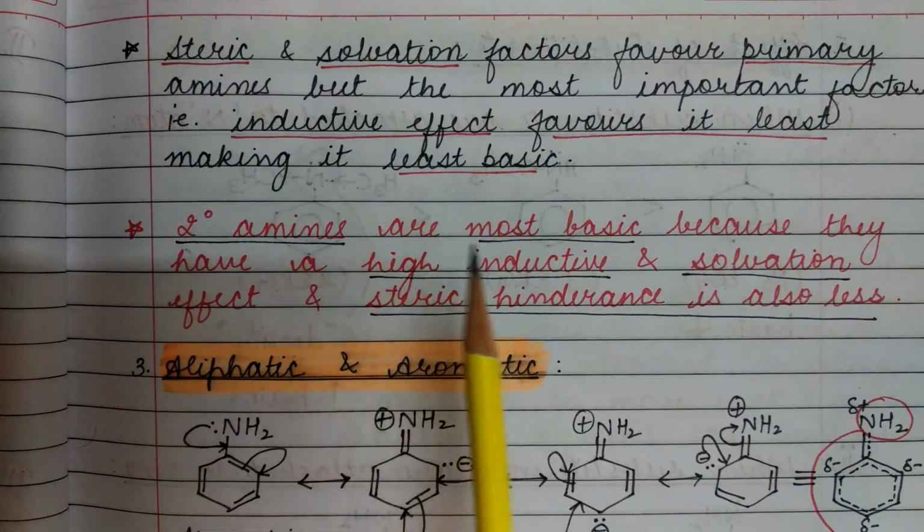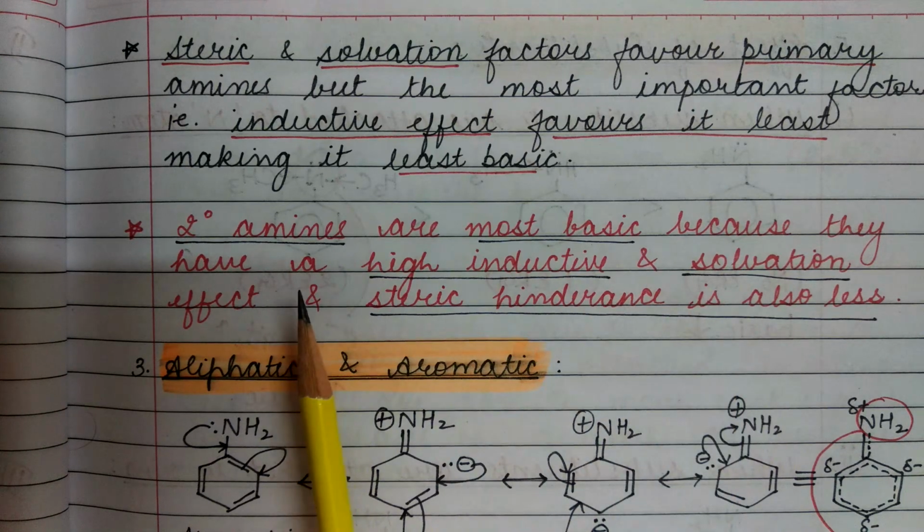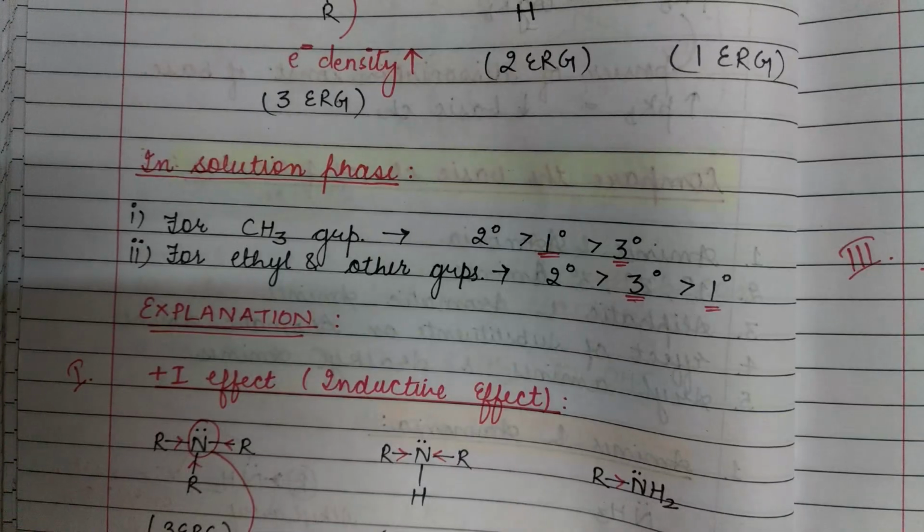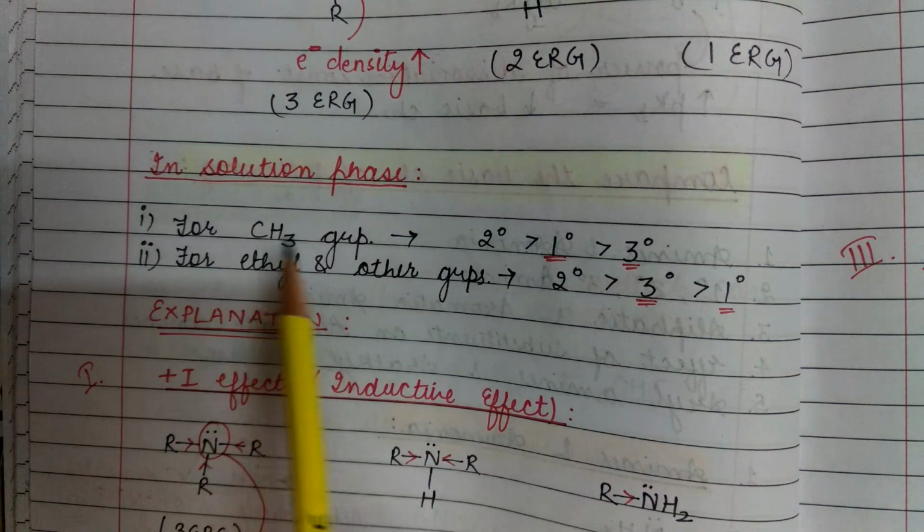2 degree amines are most basic because they have a high inductive effect and solvation effect, and steric hindrance is also less. Hence we can say the order is in this way.